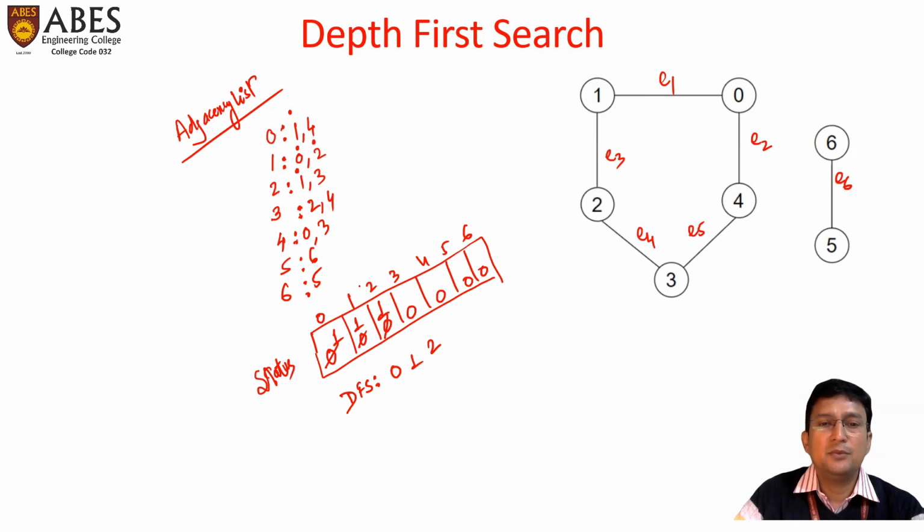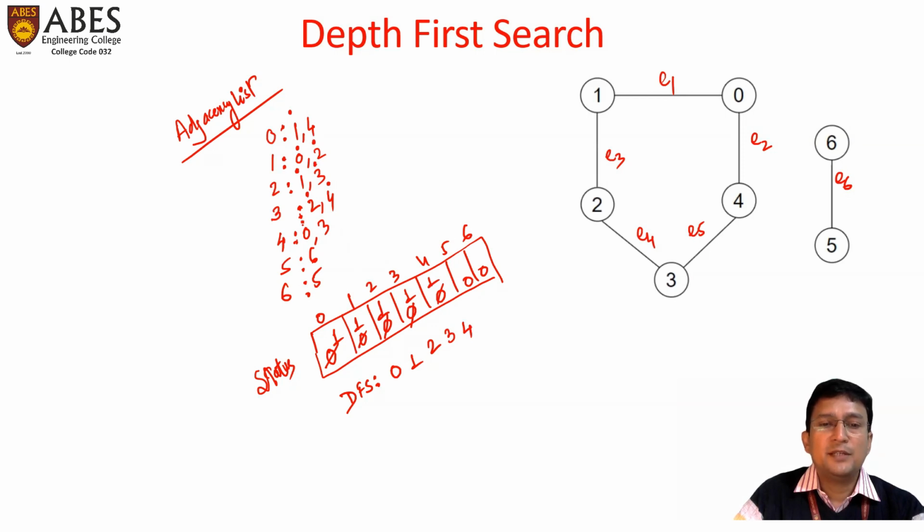So the connection from 2 is 1, which is already got visited. Then the next connection is 3, which is not got visited. So let's mark it as visited and add it in the DFS sequence. Let's go in the depth of 3. So connection from 3 is to 2, which has already got visited. Next connection is from 3 to 4. This is not got visited. So let's mark it as visited and add it in the DFS sequence.